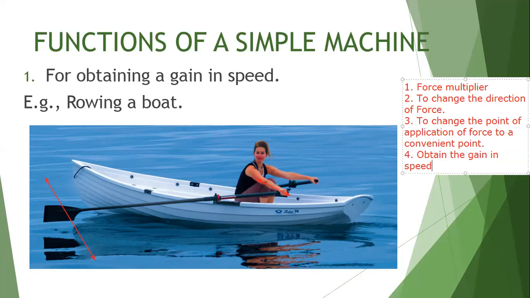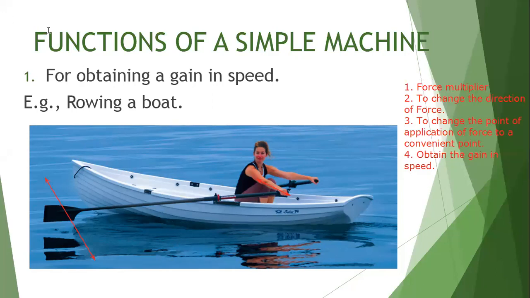To obtain the gain in speed. So these are the four important functions of a simple machine. We can use machines as a force multiplier. We can use a machine to change the direction of force. We can use a machine to change the point of application of force and to obtain the gain in speed, or we can also call it a speed multiplier. So these are the four fundamental uses of a machine.